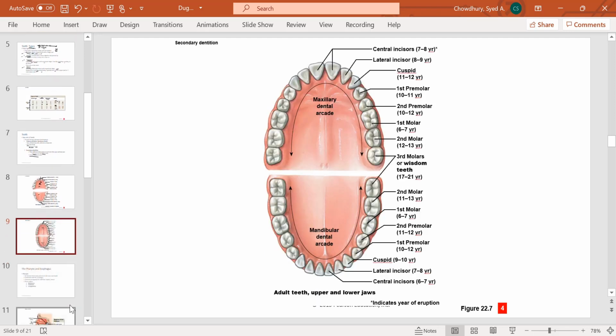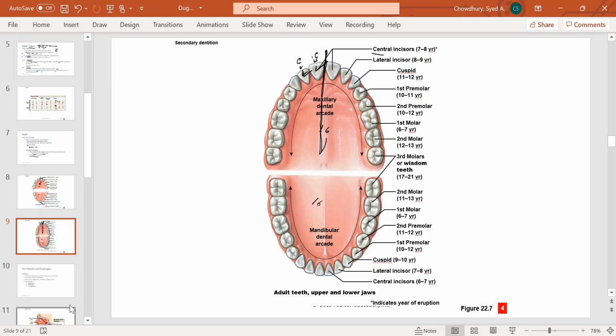Now if you see the permanent teeth, each arch has 16, right? And if I divide the arch into 2 halves, this is half of an arch. How many do you have in each half of the arch? We can start from here. This is one incisor, called the central incisor because it's close to the midline, right? And then this incisor is called the lateral incisor. Okay, so these two are incisors, central and lateral.